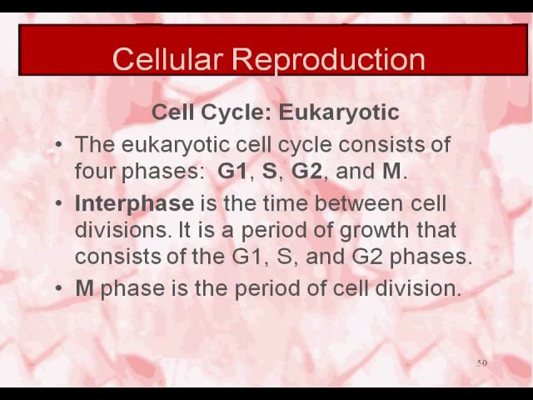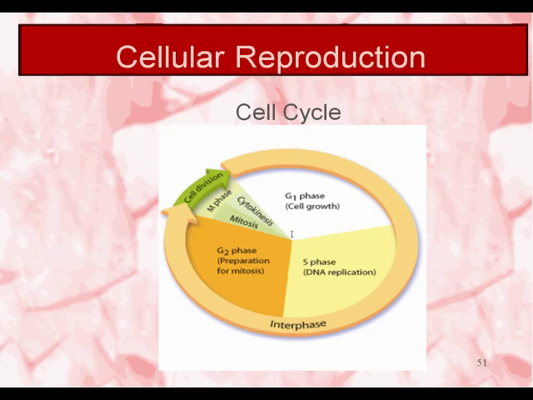Interphase is the time between cell division. It is a period of growth that consists of the G1, S, and G2 phases. It is not a part of mitosis. M phase is the period of cell division. Here's the diagram showing you the entire cell cycle.